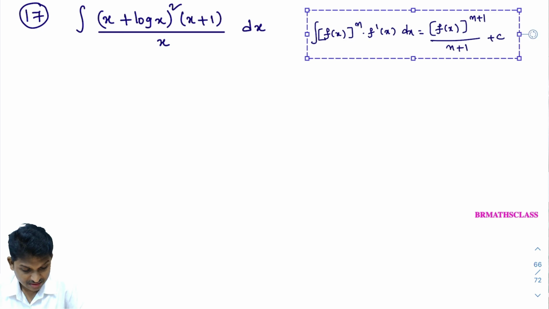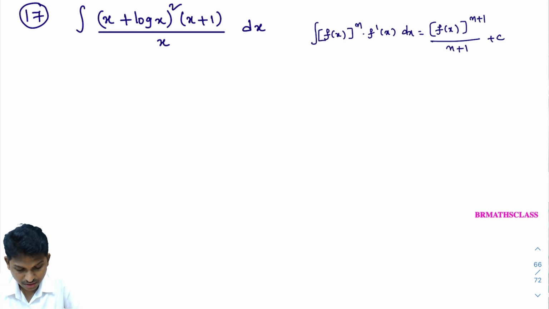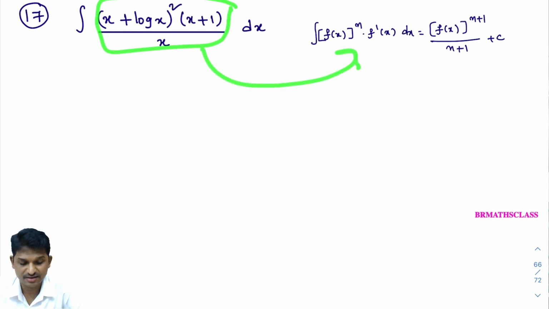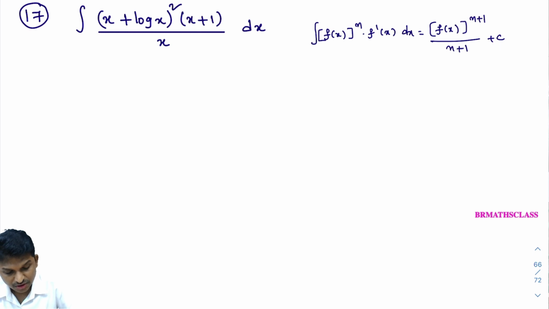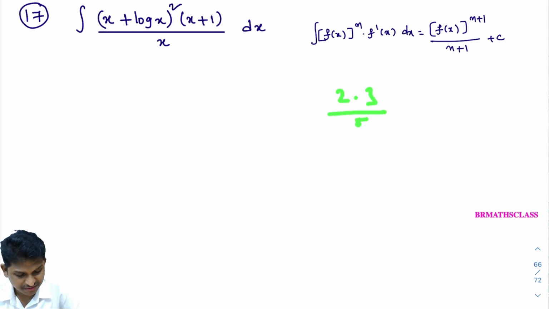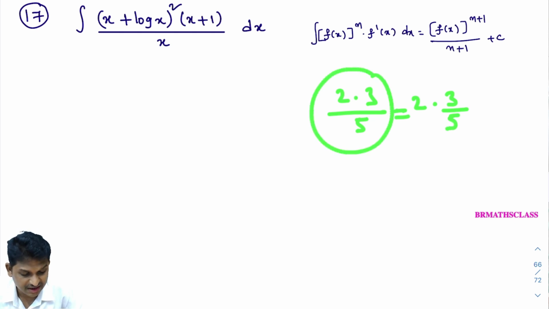Now see this one. Integral of (x plus log x) whole square into (x plus 1) divided by x. What is my main intention? I want to write this in the form of f of x whole power n into f dash of x dx. That is my main intention. You observe, to write this function into this form, I will make a little bit of changes. You know this, 2 into 3 divided by 5 is there. Can I write this as 2 into 3 by 5? Yes, I can write 2 into 3 divided by 5 as 2 into 3 by 5.